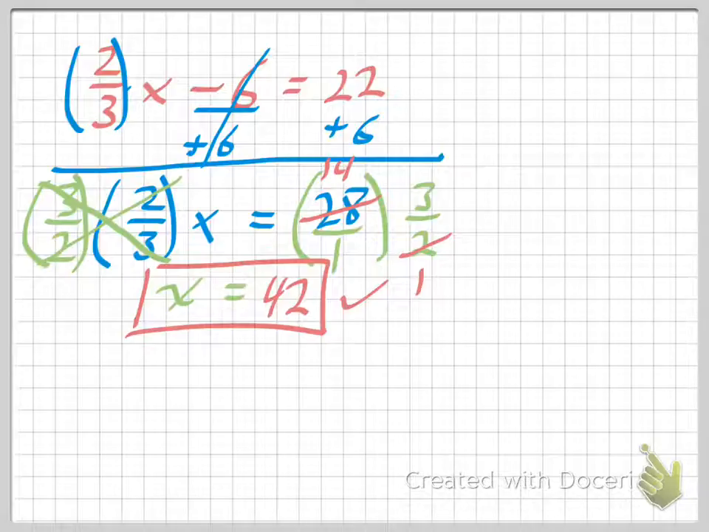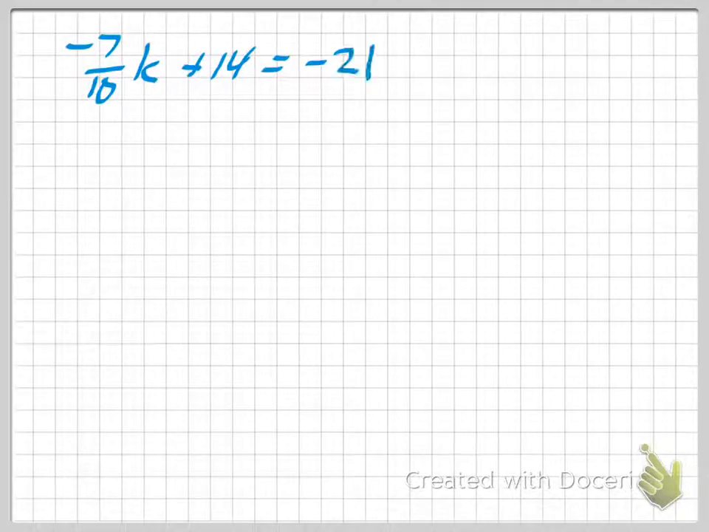We're just going to do the same thing with a little bit harder numbers. Okay, so let's take a look at a couple more equations. I'll do one more for you, and then I want you to do one on your own. Okay, so the next one is negative 7/10 times k plus 14 is equal to a negative 21. So again, we've got negative numbers, we've got fractions. This is just a little bit more involved in solving.